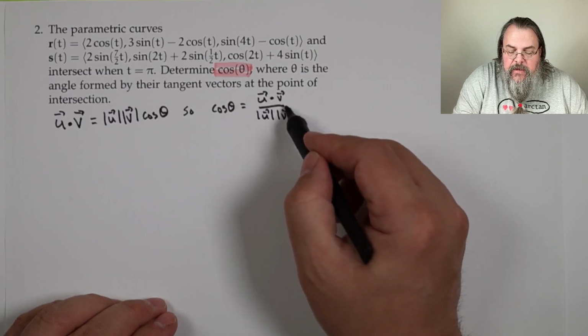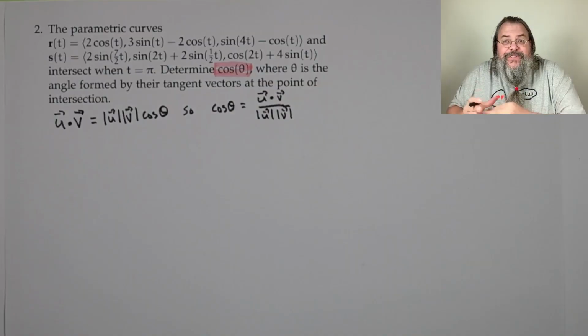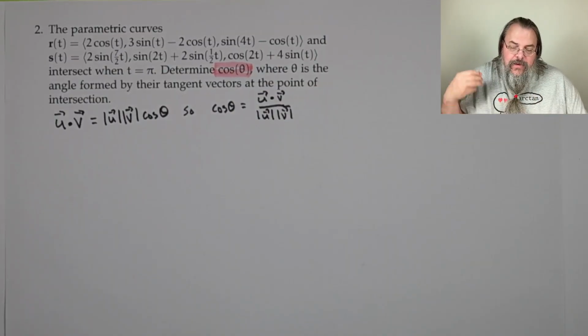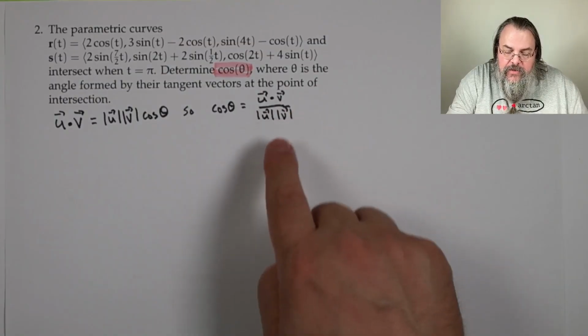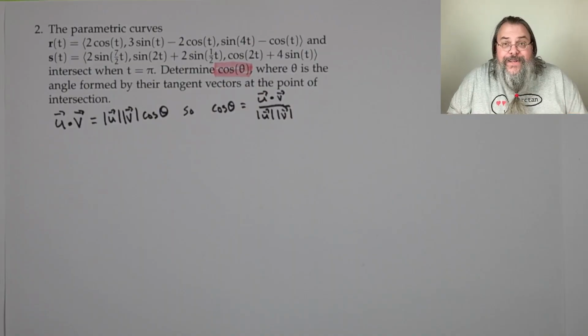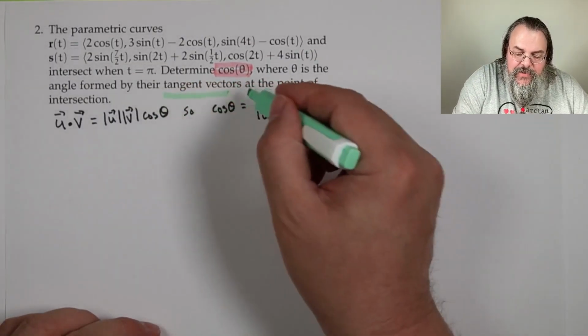All right, so now we know how to find cosine theta. So that it specifies cosine theta is really helping us know where to go. So we're going to have to find some vectors and carry this out. Now, which vectors? Well, the problem helps tell us that too. See, problems want us to succeed. And it says, well, the tangent vectors.